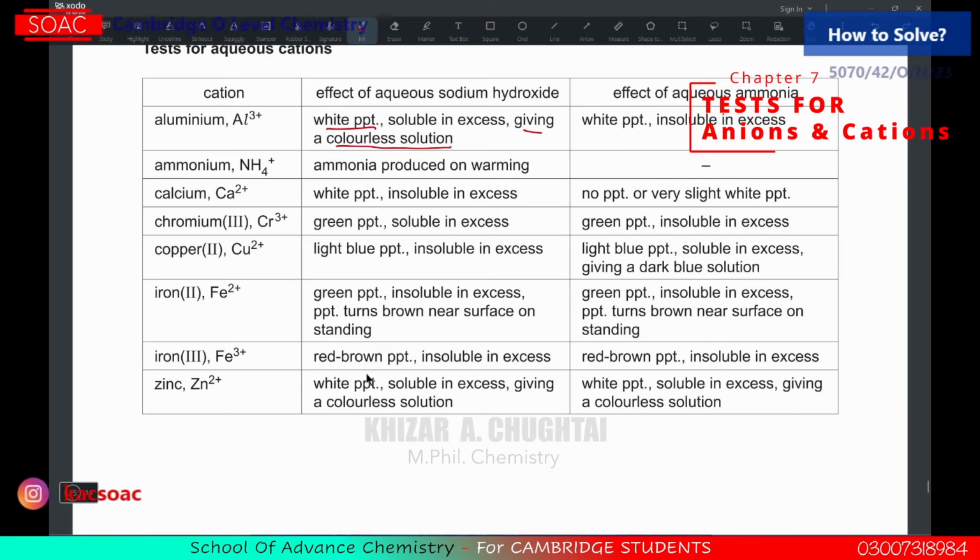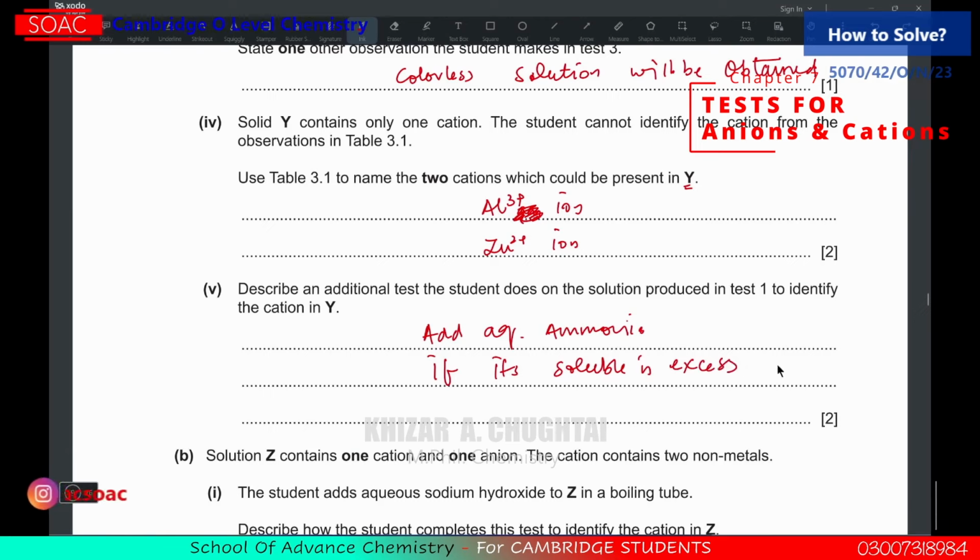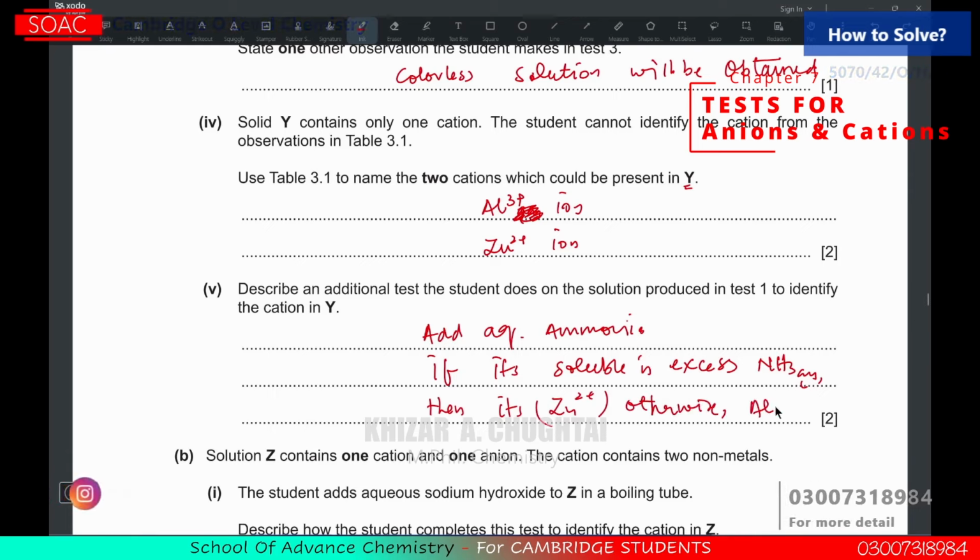Next one, 5: describe an additional test the student does on a solution placed in test 1 to identify the cation. As I told you, we will add aqueous ammonia into both samples. If it's soluble in excess ammonia, excess NH3, then it is zinc, it has the zinc 2 positive ion. Otherwise, it has the aluminium 3 positive ion, and so on.